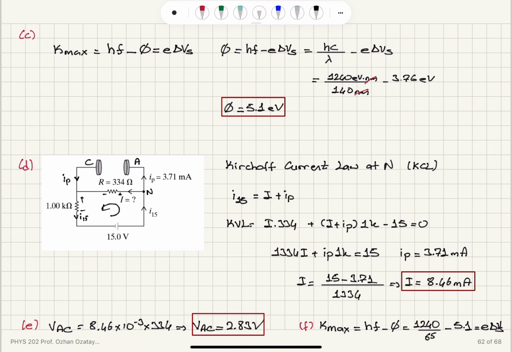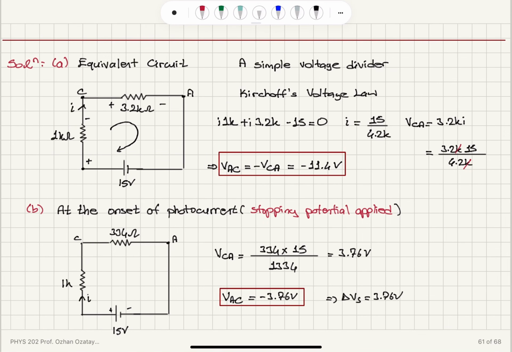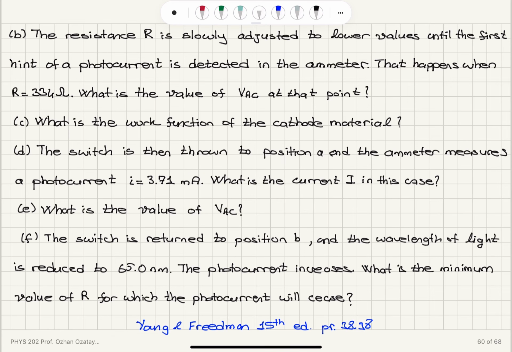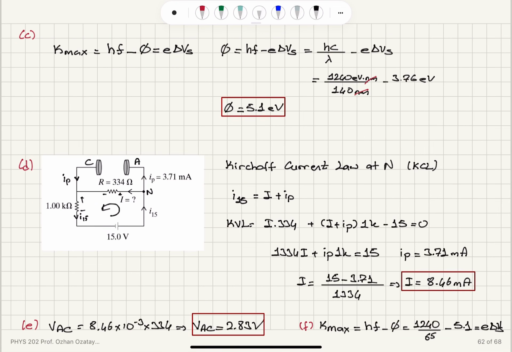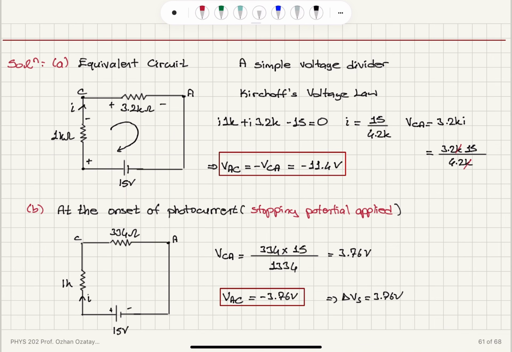In part E, we want to know now the resulting anode to cathode voltage, that is basically I times 334, which is plus 2.83 volts. In part F, the switch is returned to position B. We want to know the minimum value of R for which the photocurrent will cease for a wavelength of 65 nanometers. The switch is thrown to position B, so we have this equivalent circuit with this potentiometer here.